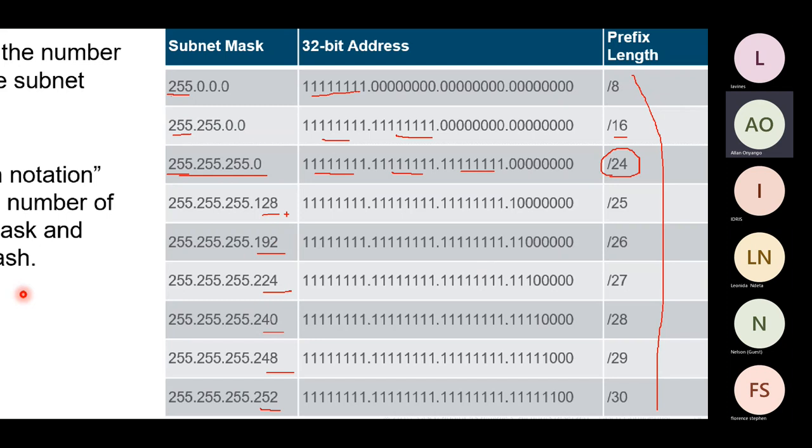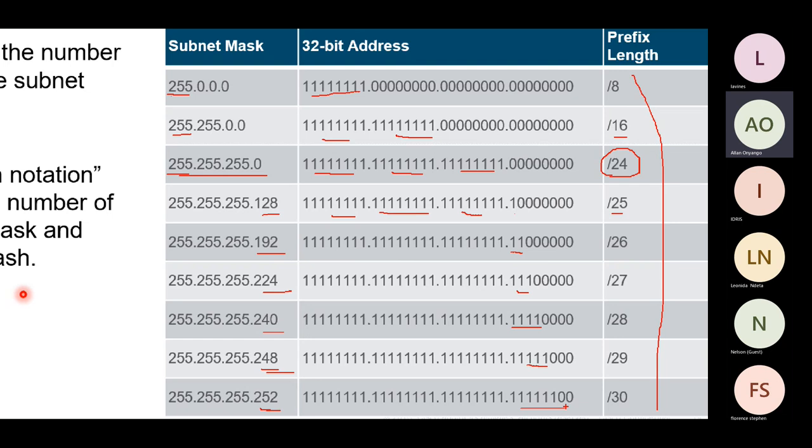When I say .128, you just know that is eight ones, and there's a one on the fourth octet, which makes it /25. Okay, 192 is two more ones on the fourth octet. 224 is three more ones. 240 is four more ones. 248 is five more ones, and 252 is six more ones.